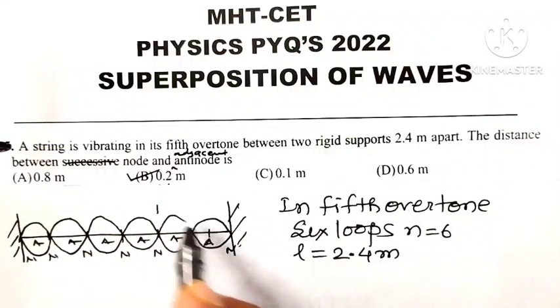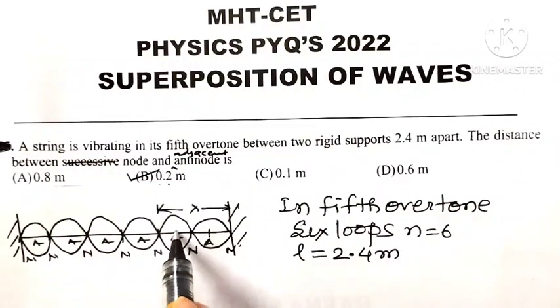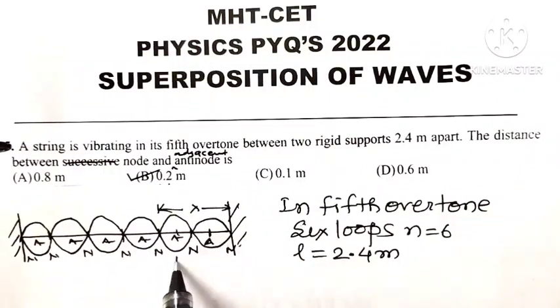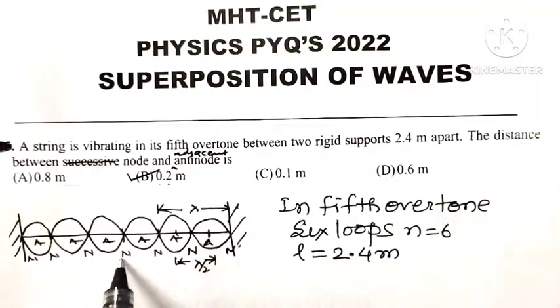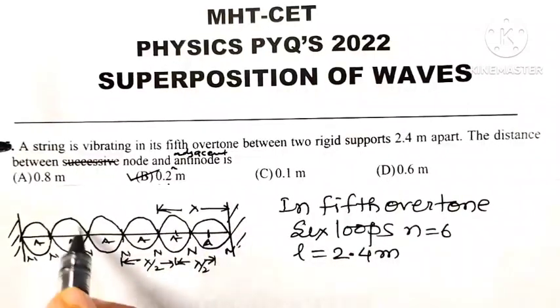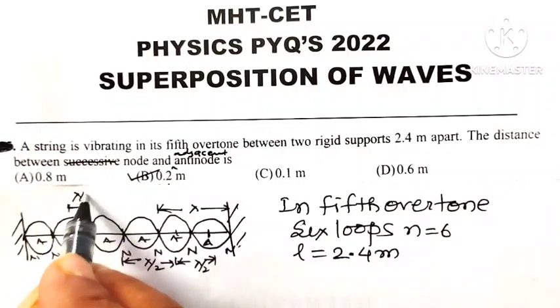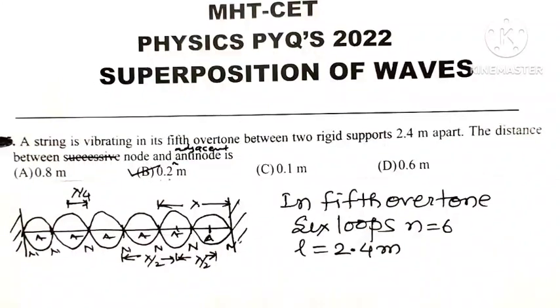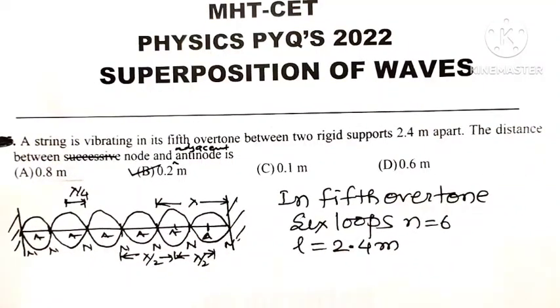This is one complete wave. So this distance is lambda. Now the distance of separation between two successive antinodes is lambda by 2. Distance of separation between two successive nodes is again lambda by 2, but the distance of separation between node and adjacent antinode is equal to lambda by 4.